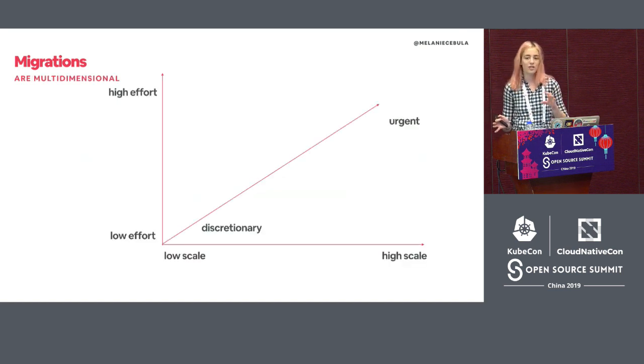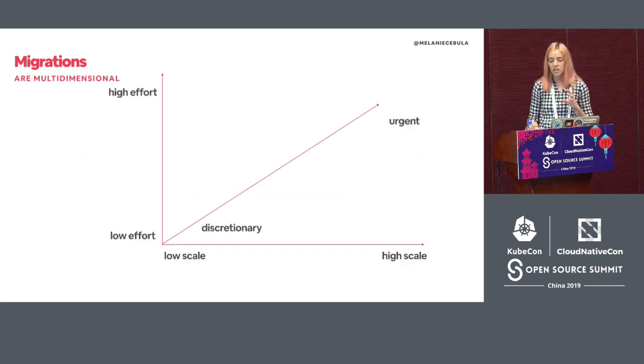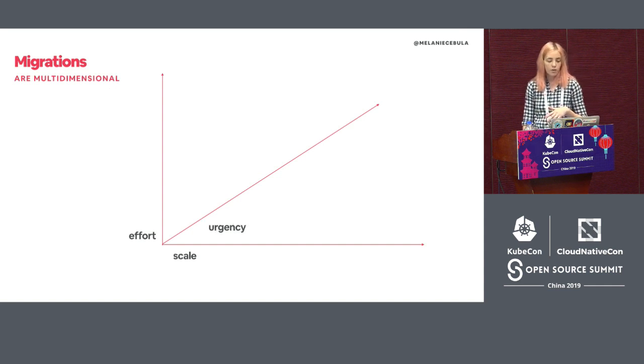So these are the three dimensions I think of. You'll realize that all of these dimensions are a little bit related. For example, the higher scale you're at, it's more common that the migration becomes more urgent, and also more common that the migration becomes higher effort. So they're all multidimensional.